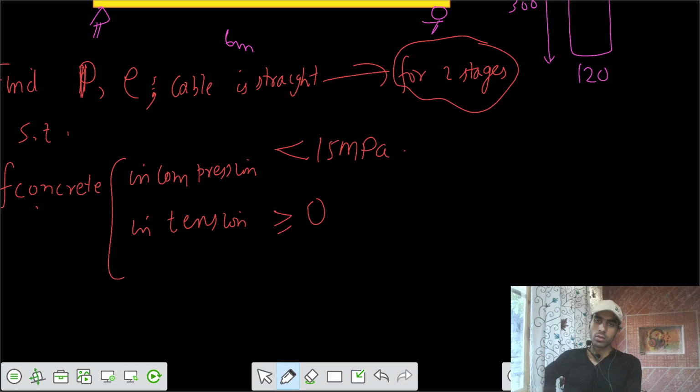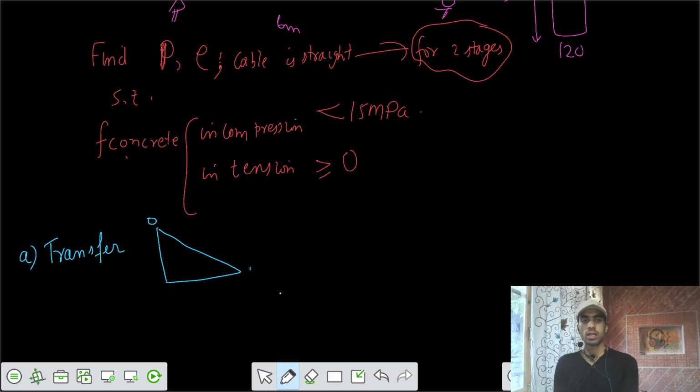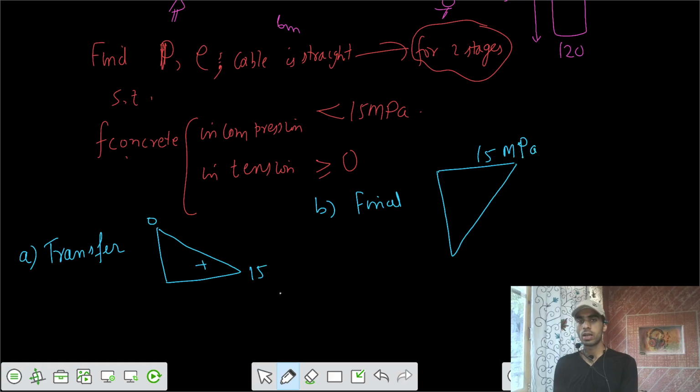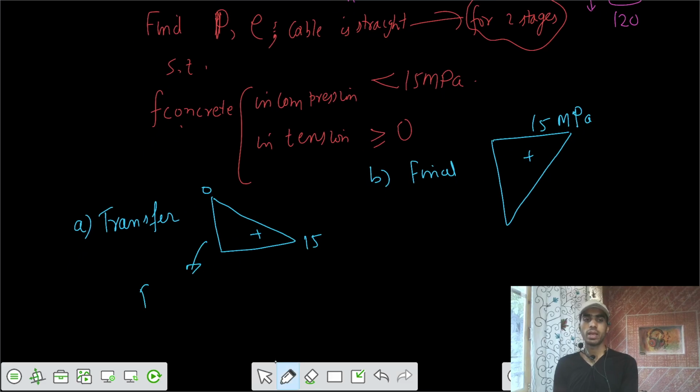Okay, so based on the criteria provided about the stresses in the concrete, for the first case, the transfer stage, the ideal condition we have to achieve is that at the top there is no tensile stress, and at the bottom the compressive stress of positive 15 megapascal should be there. And for the final stage, at the bottom we have zero tensile stress, and at the top we have some compressive stress, maximum 15 megapascals. So we can apply the conditions to get the value of P and value of E.